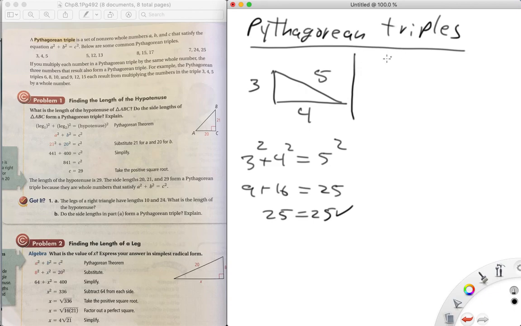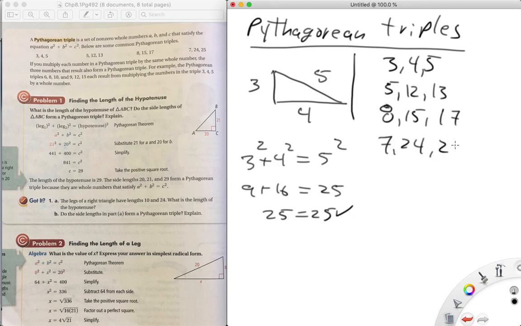Other Pythagorean triples, so we have the 3, 4, 5 Pythagorean triple. We have the 5, 12, 13, 8, 15, 17. And then we have 7, 24, and 25. Okay, so these are the common Pythagorean triples. I guarantee you're going to see that a lot. And you see this a lot as well. So it would be good to note that and put it to memory.